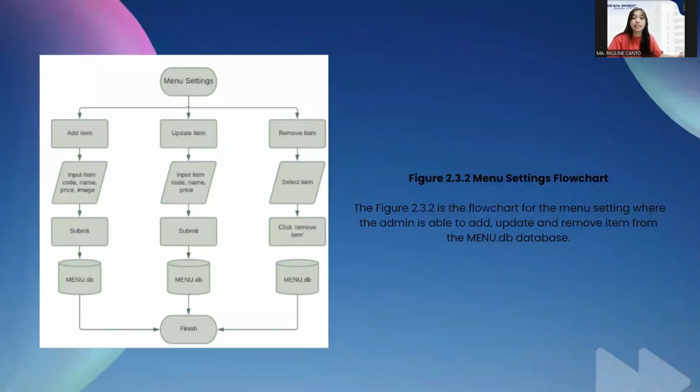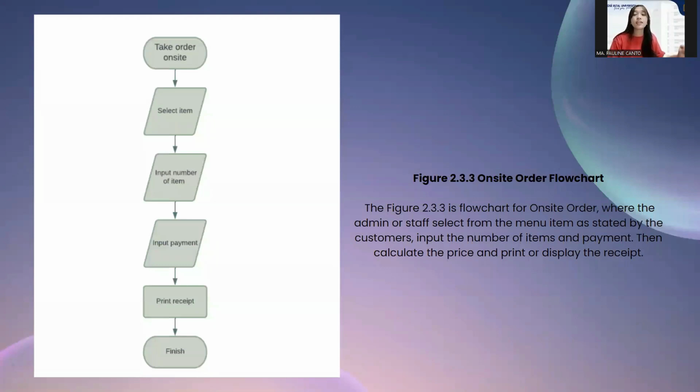Next one is the menu settings. It is the flowchart for the menu setting where the admin is able to add, update, and remove items from the menu.db database. Next one is the on-site order flowchart. In this flowchart, we can see that the admin or staff will select from the menu items as stated by the customers and input the number of items and the payment of the customer. Then it will calculate the price and print or display the receipt.